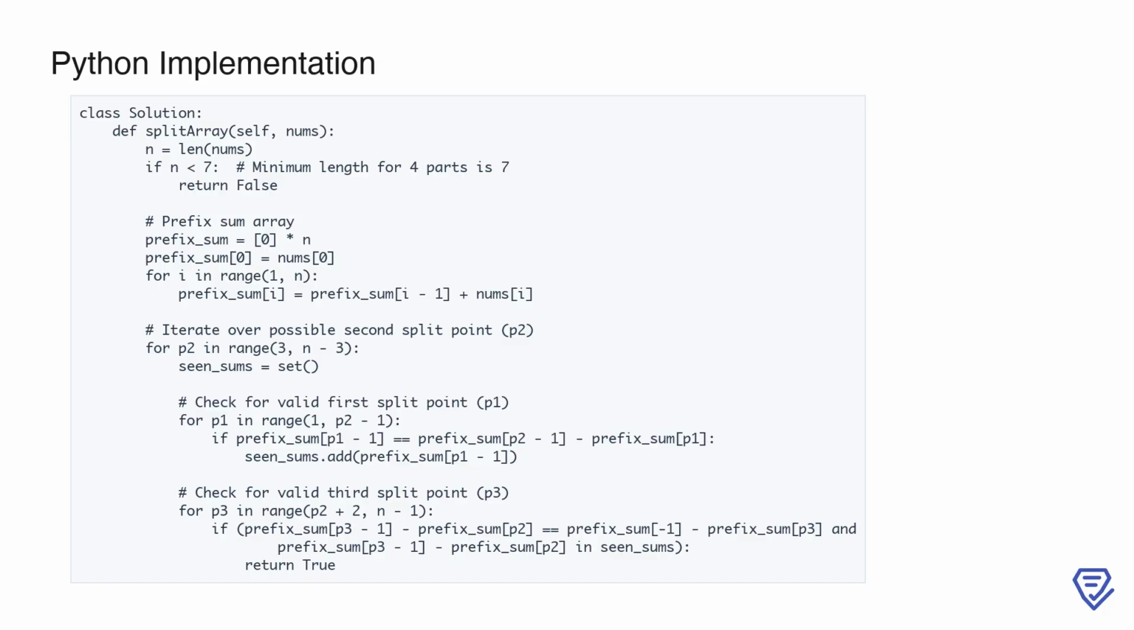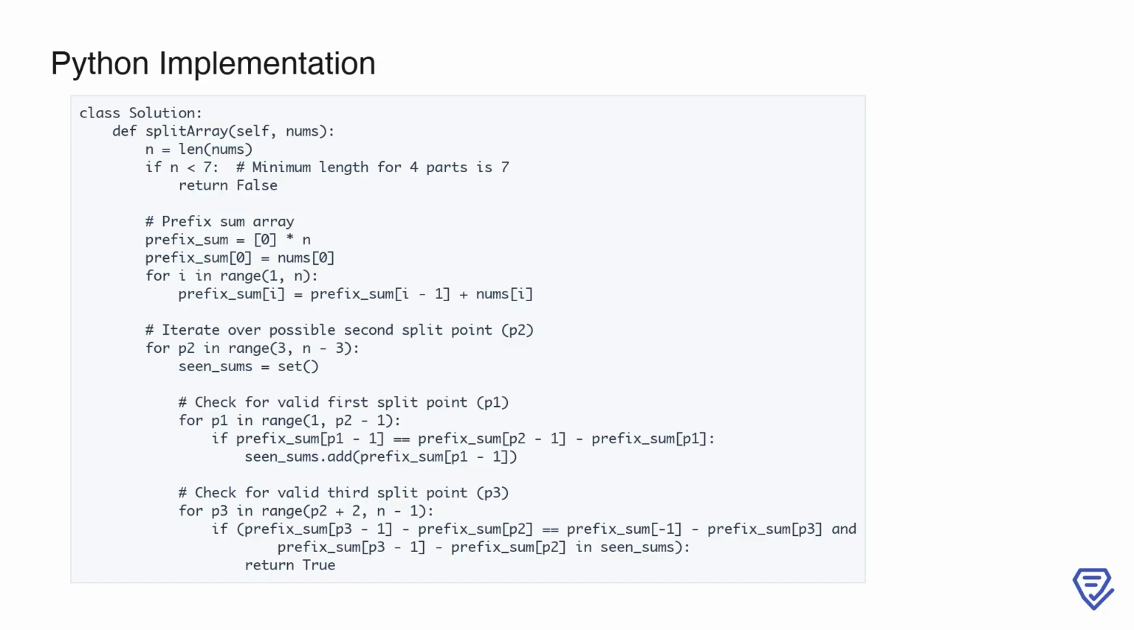Next, we calculate the prefix sum array to efficiently compute sums of subarrays. This array is initialized with zeros, and the first element is set to the first value of the input array. Using a loop, we calculate the cumulative sum for each index, which allows us to retrieve the sum of any subarray in constant time. After constructing the prefix sum array, we iterate over all possible positions for the second split point, denoted as P2. This point must leave room for valid splits before and after it, so it starts at index 3 and ends at n-3.